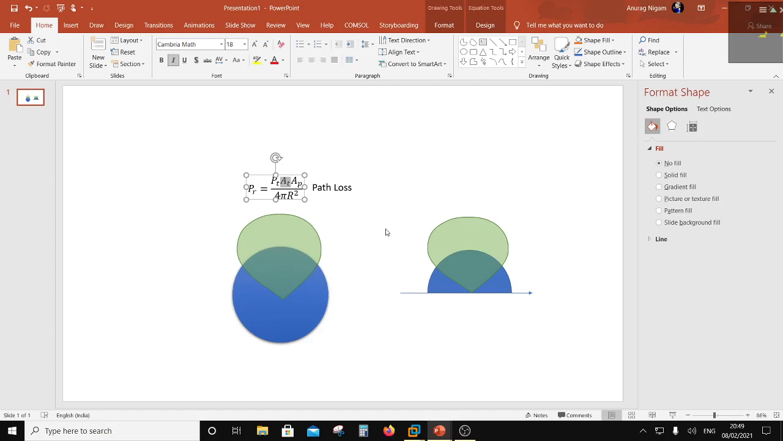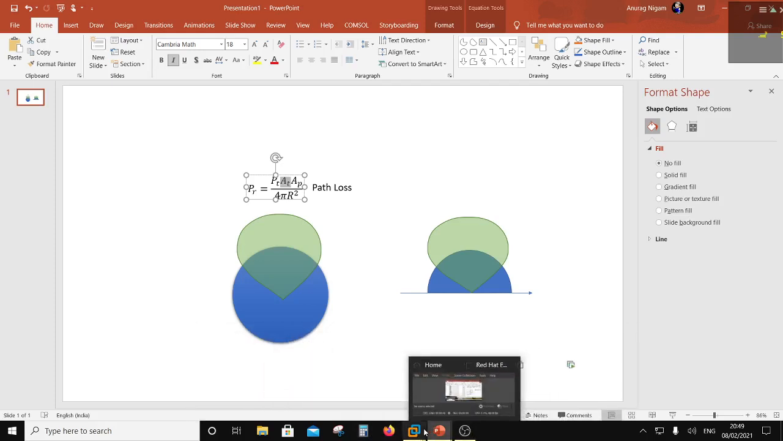If you have an isotropic antenna, then the power is going to drop as 4 pi r square, right? Now, that is the loss which you cannot get rid of. The only thing that you can do is make the antennas, both transmitting and receiving, directional. That's how you can minimize the path loss.